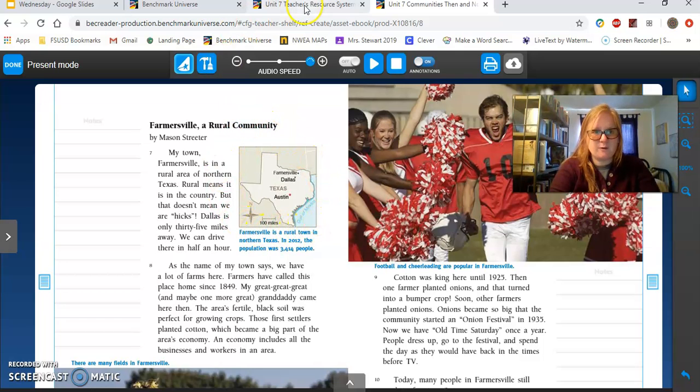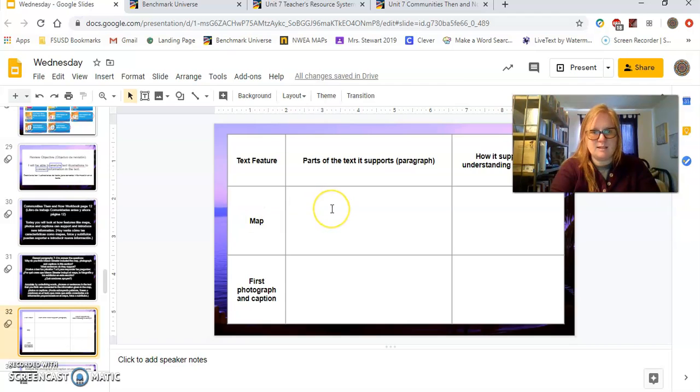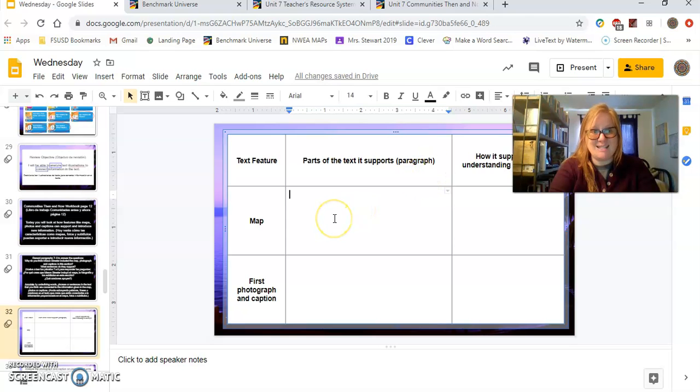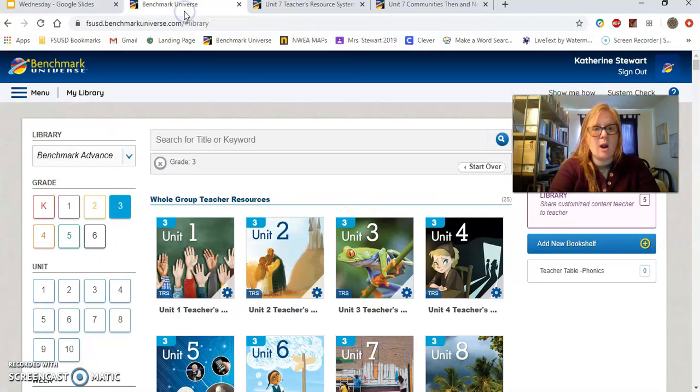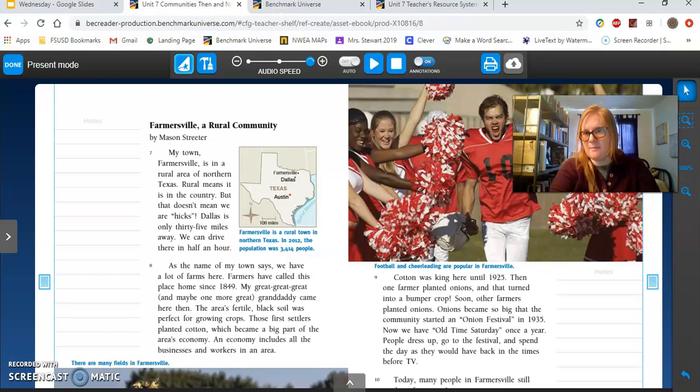Okay, so first thing, when I'm at my chart, I'm going to write actually what is in the paragraph. So for instance, part of it I think is, let me get my pen. Let me go back. Get my pen. And I think this part is important, and is part of the reason why he put a map. I don't think any of this is. Dallas is only 35 miles away.